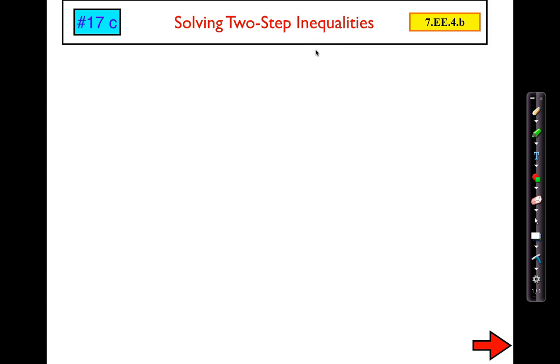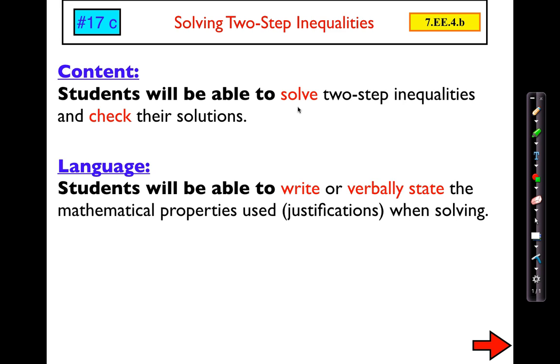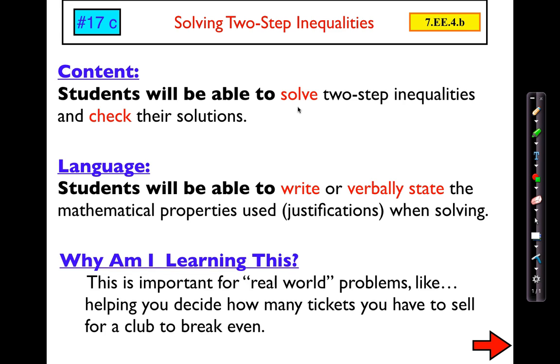Welcome back. Today we're going to go ahead and solve two-step inequalities. Our content objective is students will be able to solve two-step inequalities and check their solutions. Language objective is students will be able to write or verbally state the mathematical properties used, so justifying when solving.